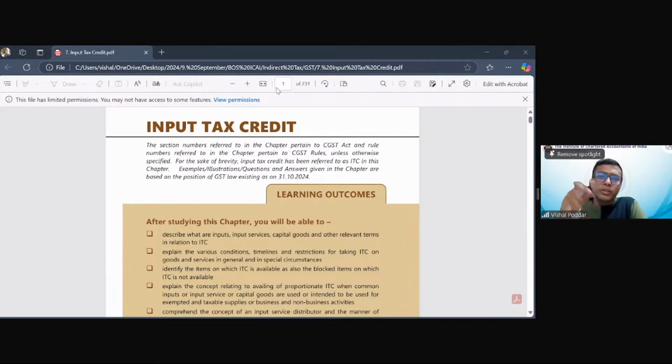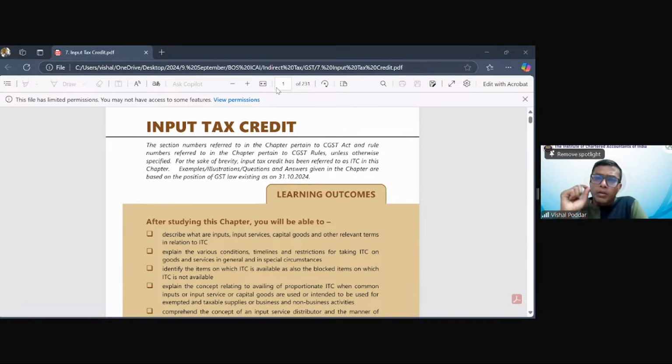The perfect logic is the second one, but this is the logical logic. So what is the logical logic? Why is it called an input tax credit? Firstly, because it is a tax on your input side. And why is it credit? Because it is a benefit for the business, because to this extent your output liability, which is your actual liability, is reduced. Fine.